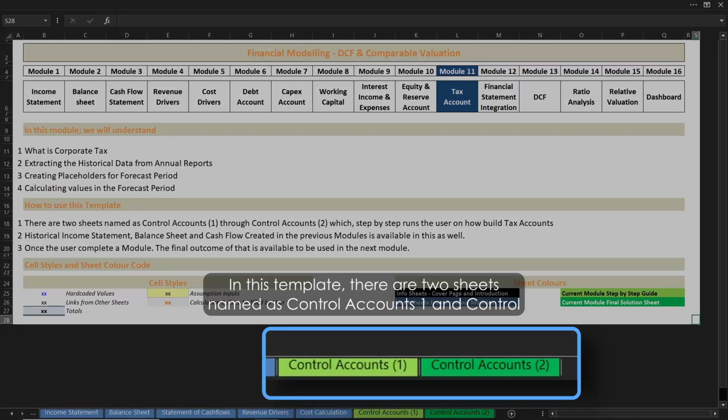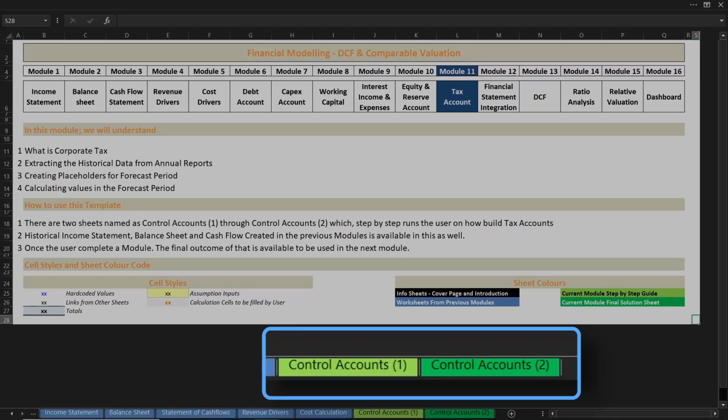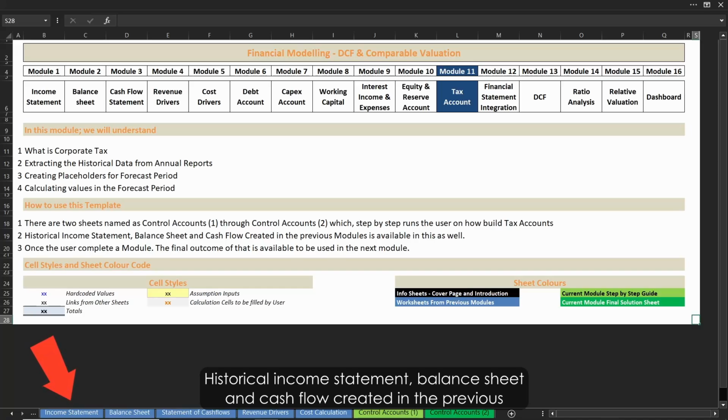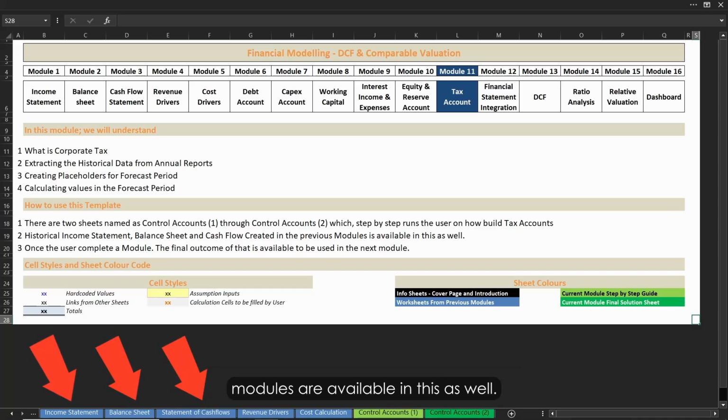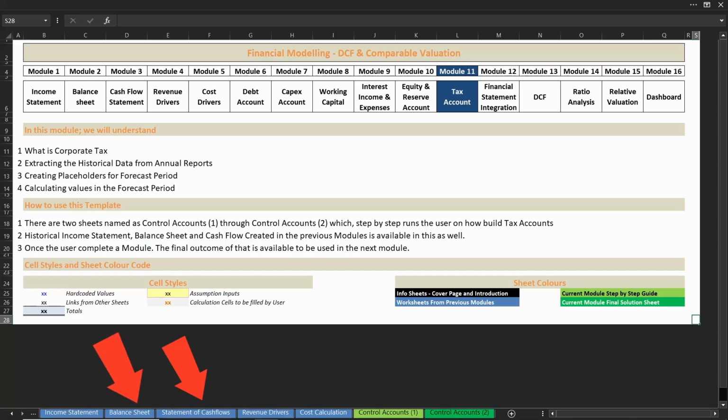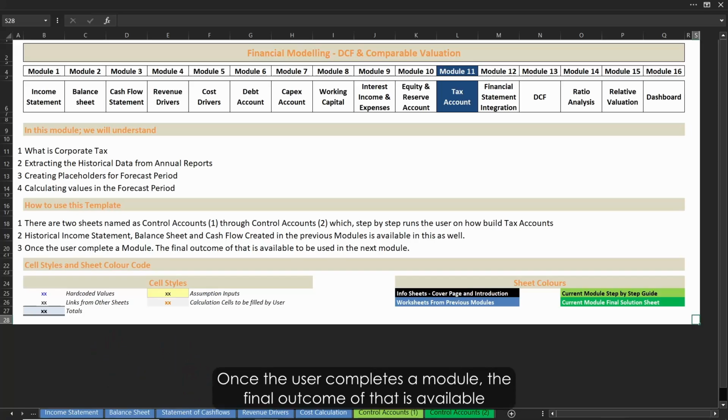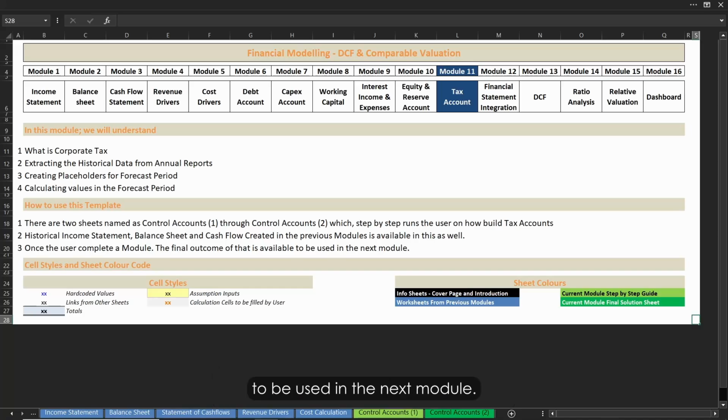In this template, there are two sheets named as Control Accounts 1 and Control Accounts 2, which step-by-step runs the user on how to calculate corporate tax. Historical income statement, balance sheet and cash flow created in the previous modules are available in this as well. Once the user completes a module, the final outcome of that is available to be used in the next module. Now, let's get started.